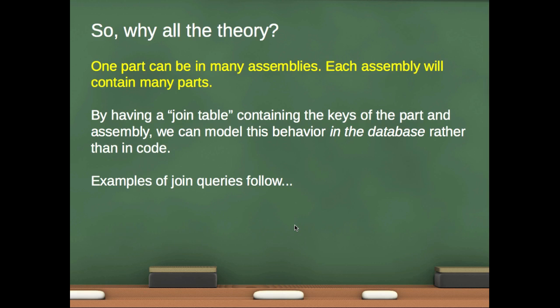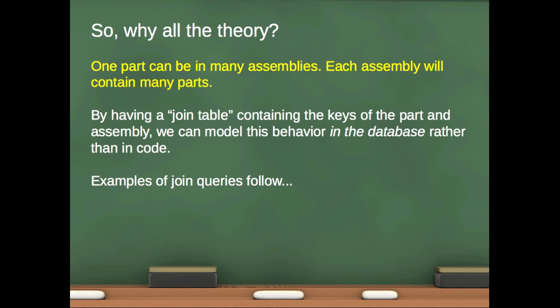So why all the theory? What's the big deal? Why are we talking about this? It's interesting, but is it only interesting, or does it pertain to what we're actually doing? Well, when we start to talk about assemblies in our PartsRoom application, these are assemblies of parts that are in the parts catalog. One part can be in many assemblies, we know that, and each assembly, because of its very nature, will contain many different parts. So this is a many-to-many relationship.